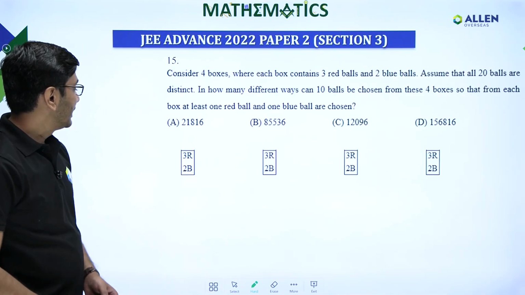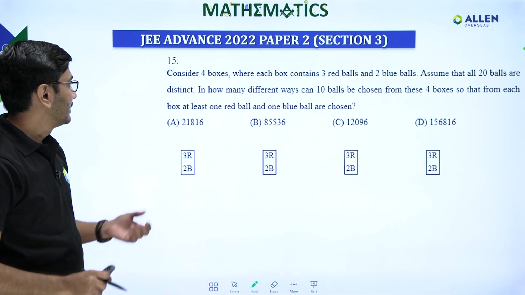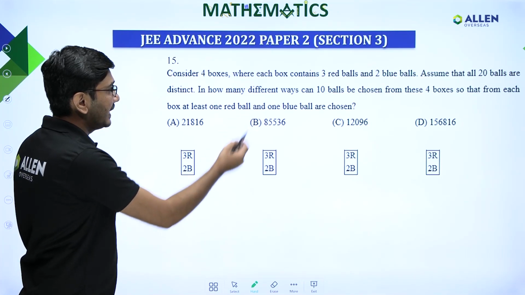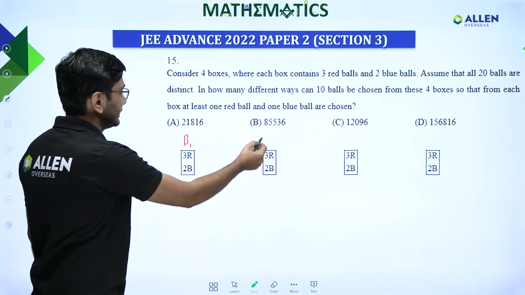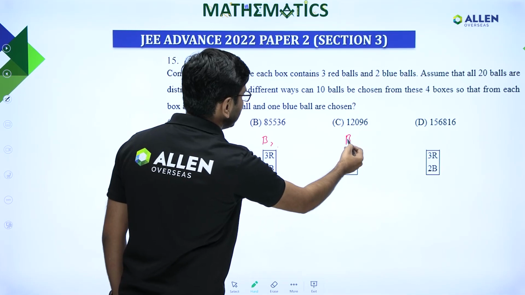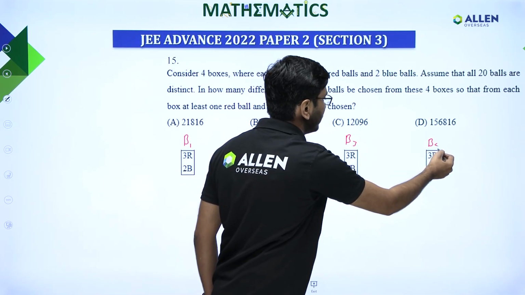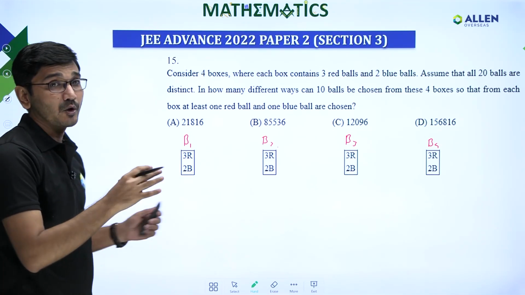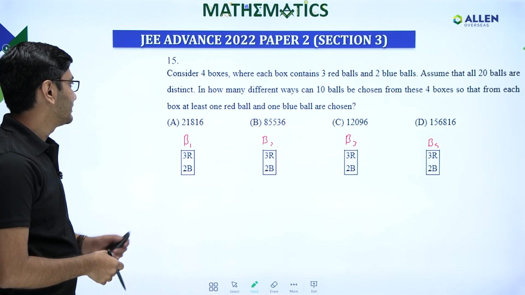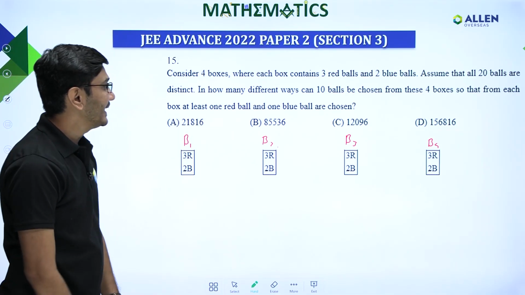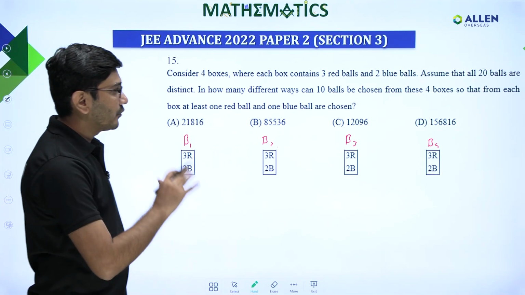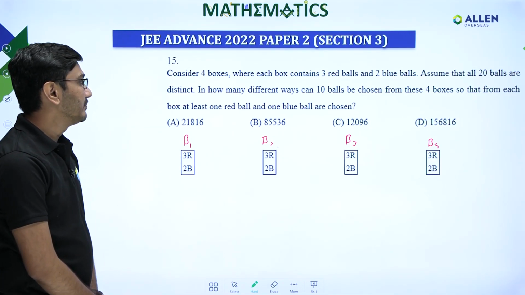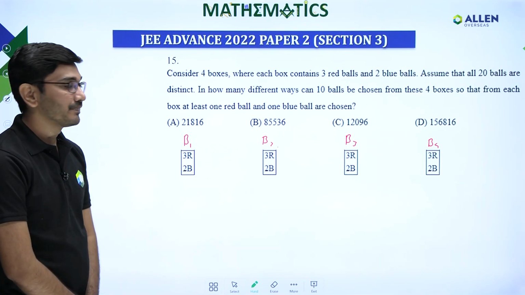Just look at this question number 15. Consider 4 boxes where each box contains 3 red balls and 2 blue balls. Like this is the box 1, this is box 2, this is box 3 and this is suppose box 4. Assume that all 20 balls are distinct, means none of the balls is similar to another ball. In how many different ways can 10 balls be chosen from these 4 boxes so that from each box at least 1 red ball and 1 blue ball are chosen?